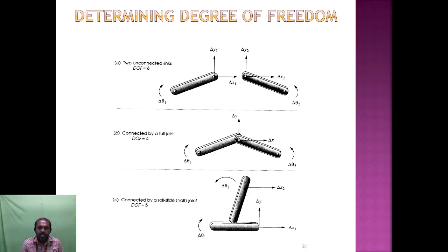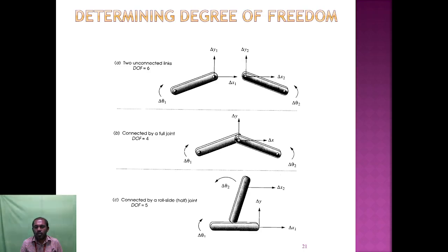And this is the case of links connected by a full joint. Here there are 2 links, L1 and L2, but they are connected by a joint. So here 2 translations are cut: x1, x2 and y1, y2 are combined because they are connected.